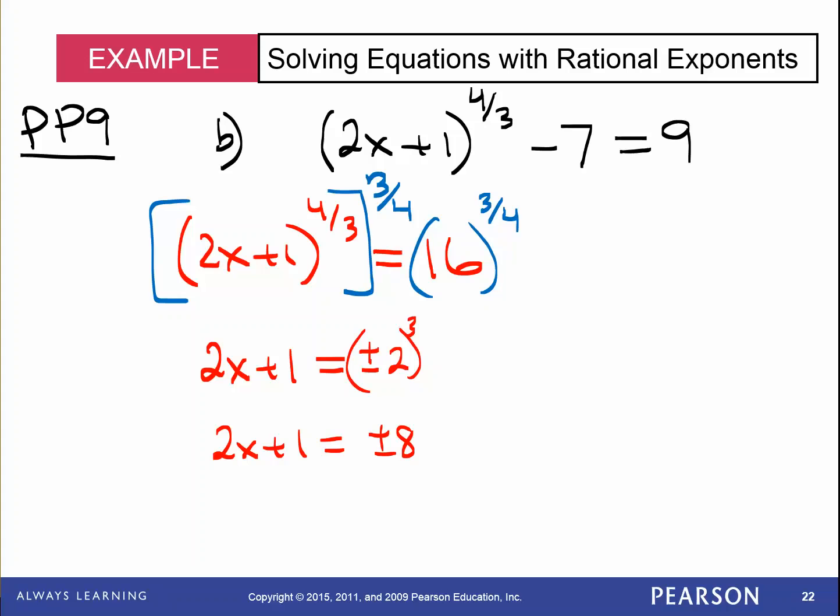At this point, you could probably split them into two different pieces here. I have to solve 2x plus 1 is equal to positive 8, and I have to solve 2x plus 1 is equal to negative 8. So in this case, you don't really have to check it, but you do have to understand when you include that little positive negative, and when you don't.